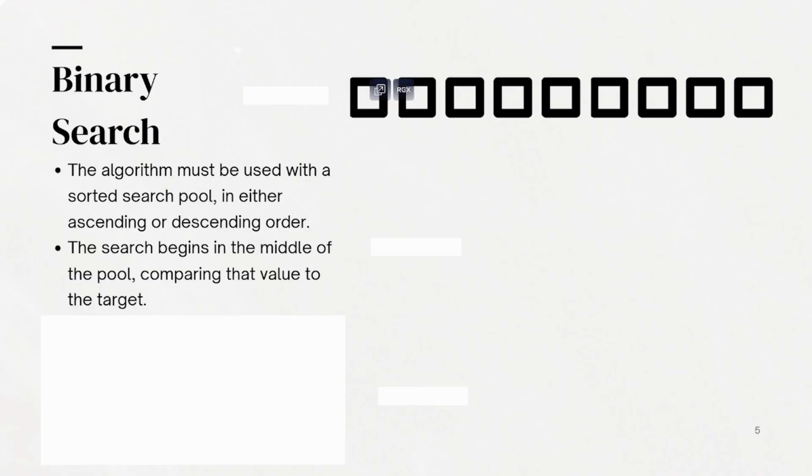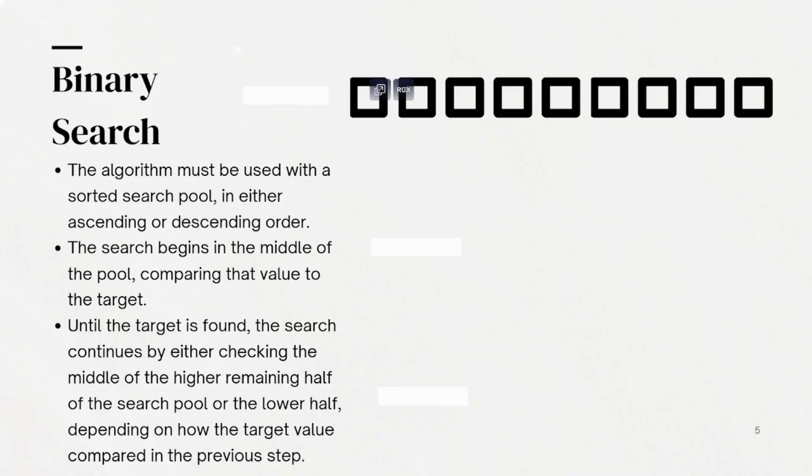The search begins in the middle of the pool and compares the value at that location to the target value. And then depending on what that comparison produces as far as results, it's going to start a process. Until the target is found, the search will continue by either checking the middle of the higher remaining half of the search pool or the lower half, depending on how the target value compared in the previous step.